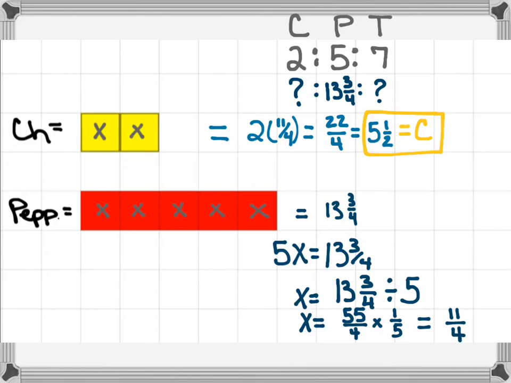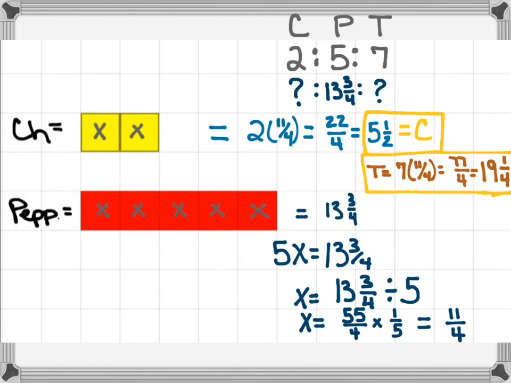So that equals the cheese, and the total would be all 7 multiplied by 11/4, which is equal to 19 1/4. So that would give us the answer. These ones are a little more challenging because they have the fractions in them.